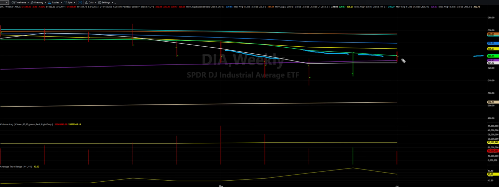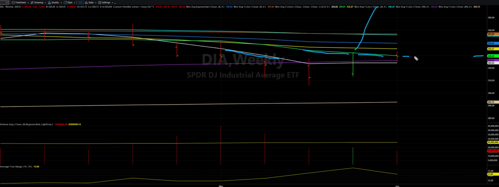We need to see a close above that 8-week moving average. So right now, if we close above the pivot point, which is 332.07, we're going to automatically be above that 8-week moving average, because right now it's at 329.35. So a close above the pivot point is going to put us above the 8-week moving average.